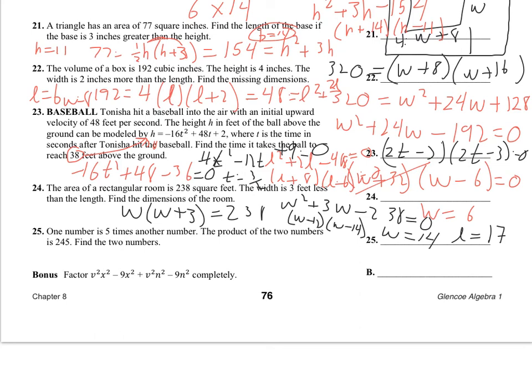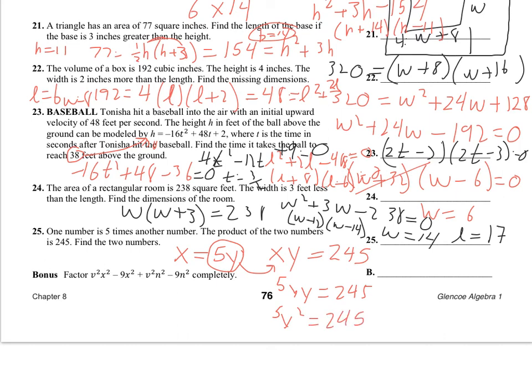All right, and number 25. 25 is done a little different. It says one number is 5 times another number. I don't know what either number is, so I'm going to say that x equals 5 times the other number, y. Now it says the product of the two numbers is 245, so x times y equals 245. What are the two numbers? I can replace x with 5y, so now I have 5y times y equals 245. That's 5y squared equals 245. Divided by 5, we have y squared equals 49, so y has to equal 7. If y equals 7, then x has to equal 5 times 7, which is 35.